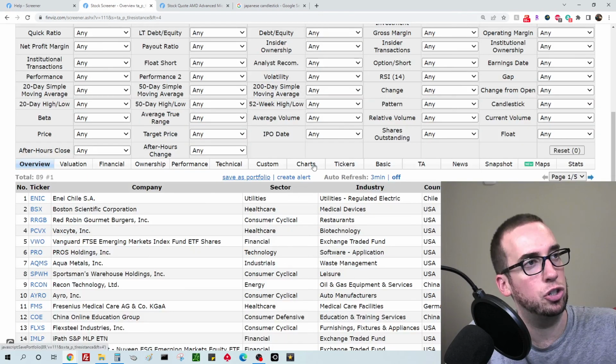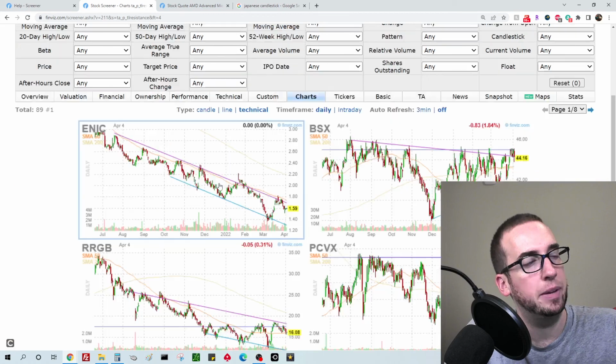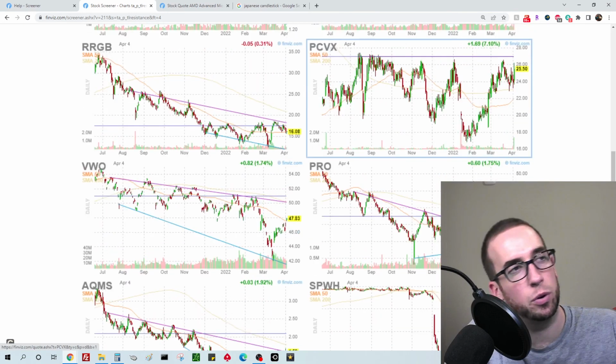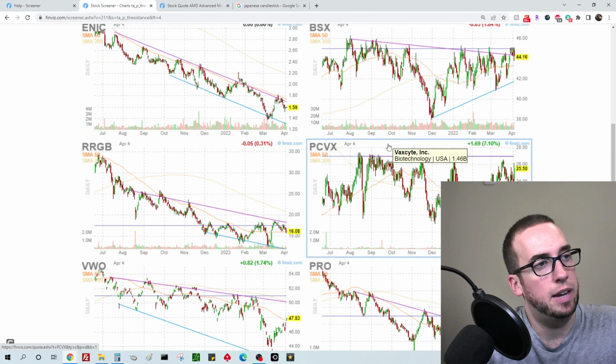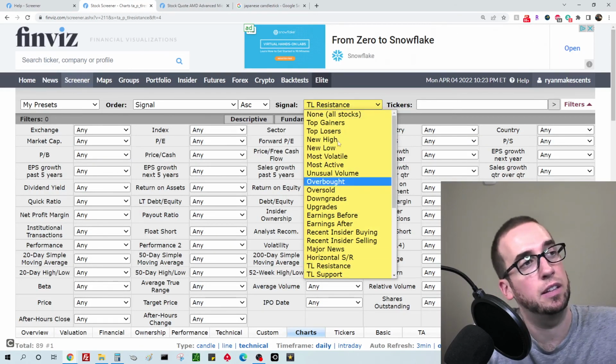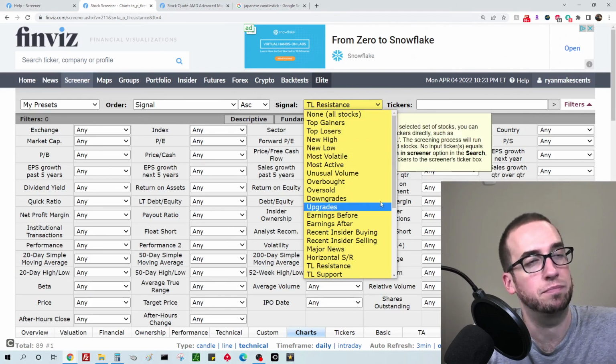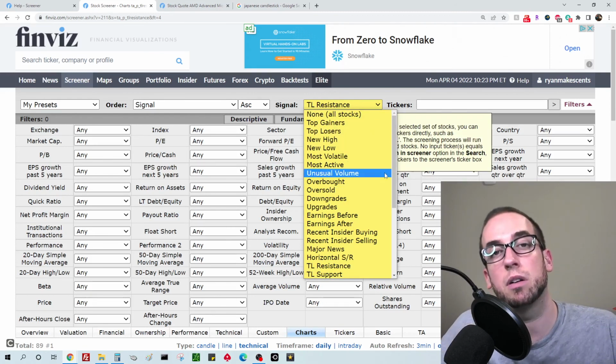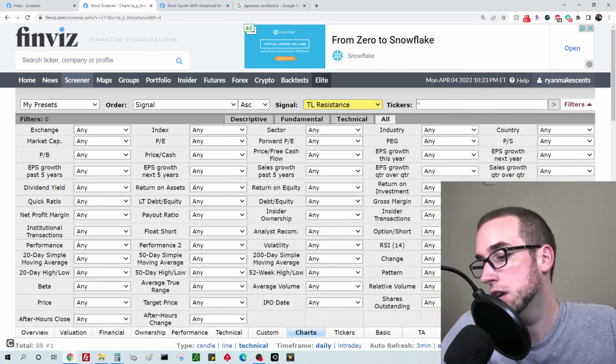Let's look at charts. And we can see it's in a trend line, it's in a trend line, it's in a trend line, and so on and so forth. Yeah, so you can do this if you want. It's good practice. I would say look into all these and see how the stock reacts to certain patterns.